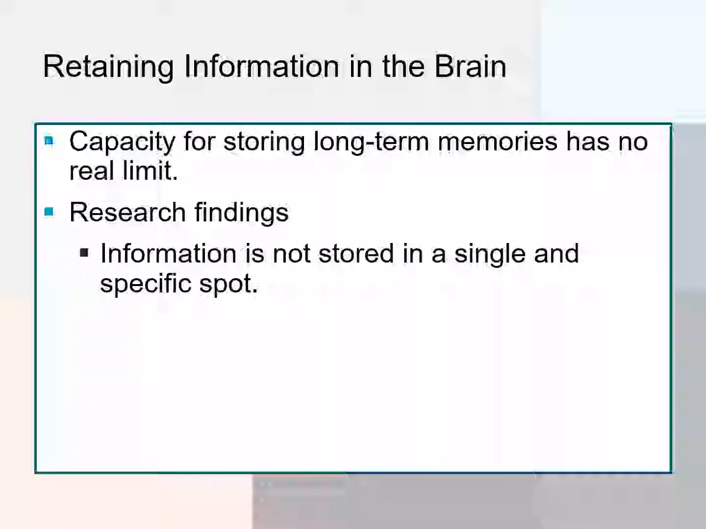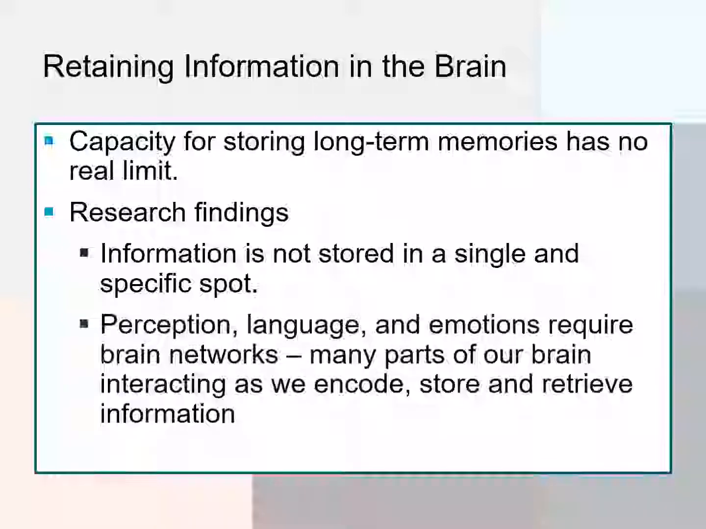With the research findings, information is not stored in a single and specific spot. Perception, language, and emotions require brain networks, many parts of our brain interacting as we encode, store, and retrieve information. It's like a big web of neurons that when you say one thing, it lights up a certain path, and when you think about another thing, it lights up another path of neurons, and some of them may or may not have some paths in common.